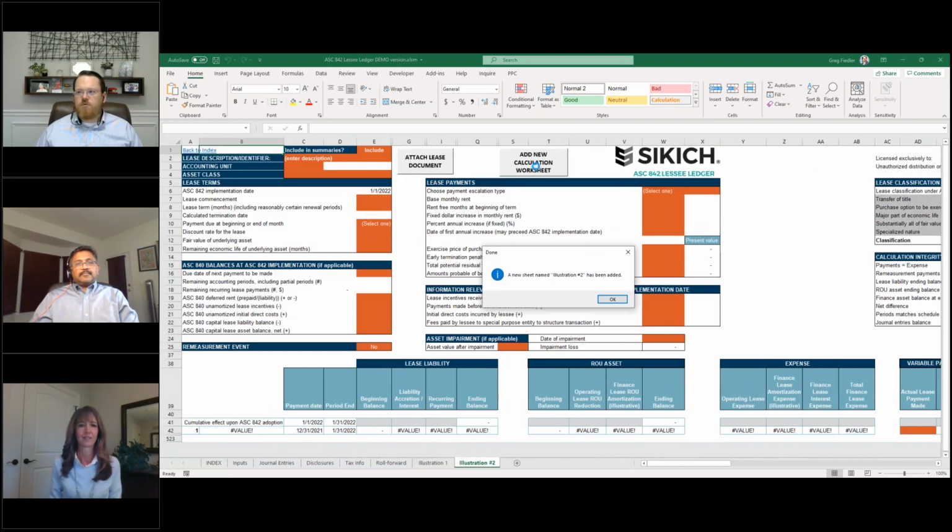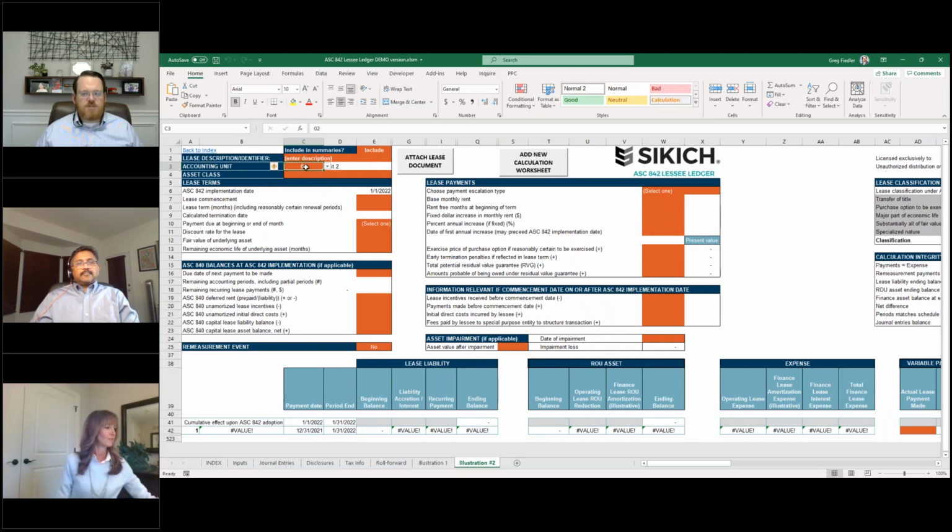So we'll go ahead and we'll create a new calculation worksheet. You're able to classify leases by accounting unit, and we'll show you the significance of that later. But if you have major divisions, lines of business, if you want to be able to group your leases in a certain way, you can select an accounting unit.